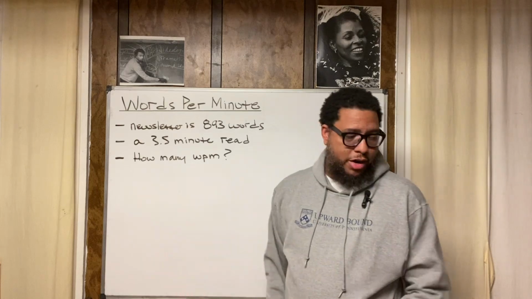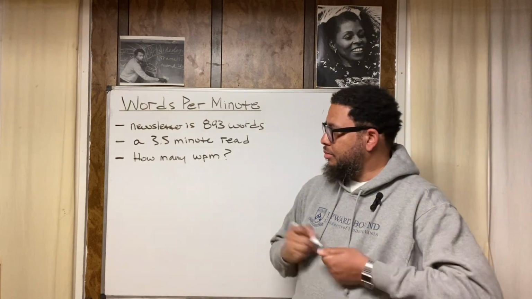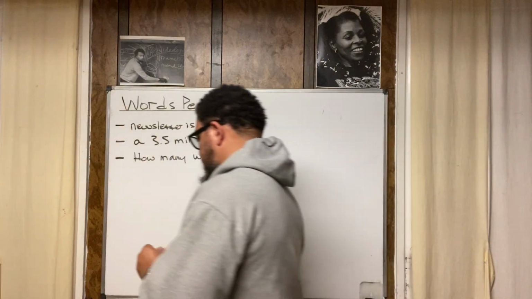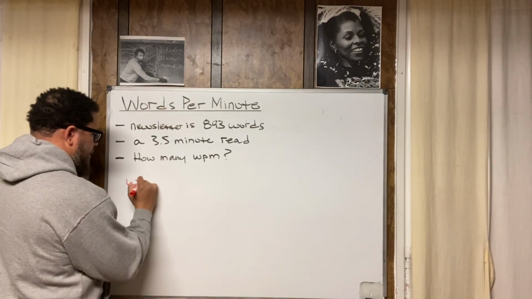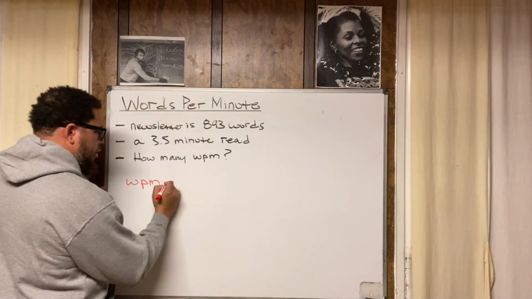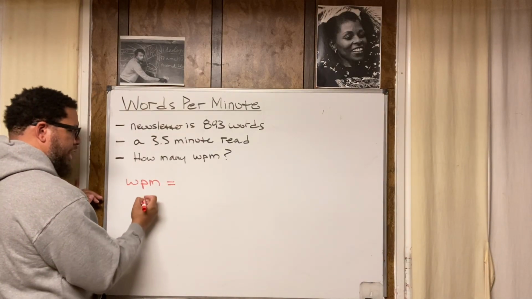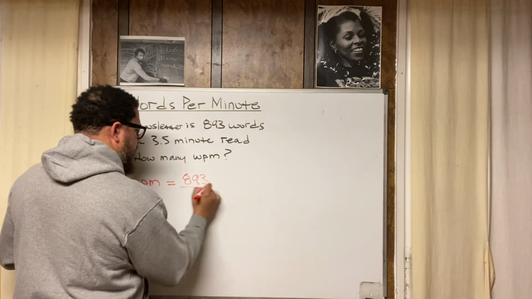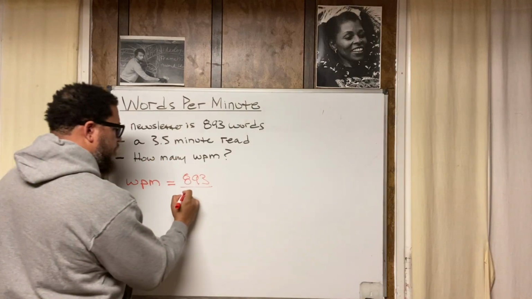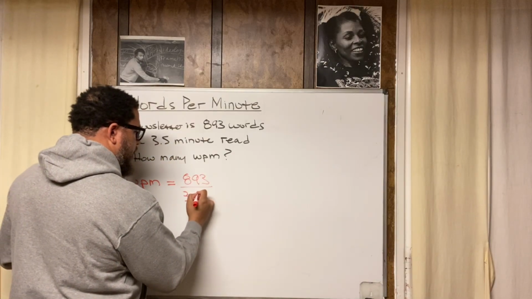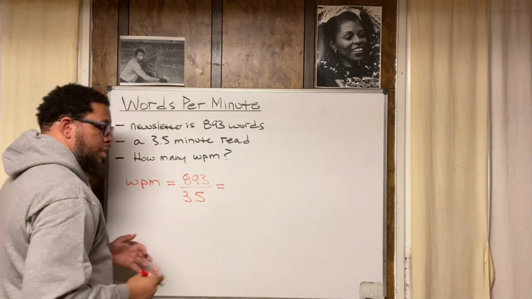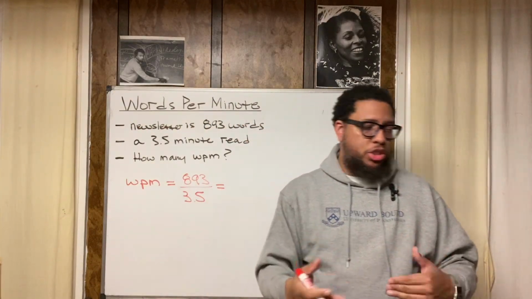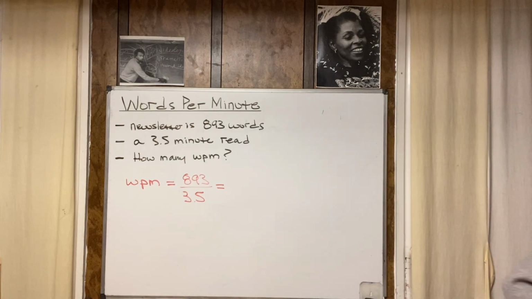Per means divided by, right? So let me write that down. Actually, let's do this. So words per minute, WPM. The word per means divided by or fraction bar. The total number of words, 893. The number of minutes, they say 3.5 minutes it should take. So once I divide this number by this number, that's going to give me the anticipated words per minute that a person would read, right?